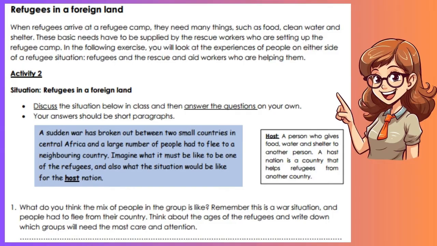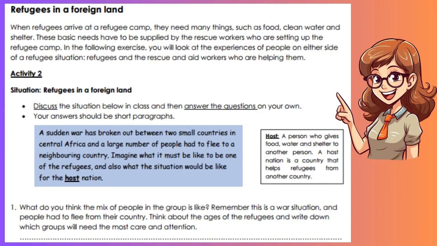Activity 2. Situation: refugees in a foreign land. Discuss the situation below in class and then answer the questions on your own. Your answers should be short paragraphs. A sudden war has broken out between two small countries in Central Africa, and a large number of people have had to flee to a neighboring country.